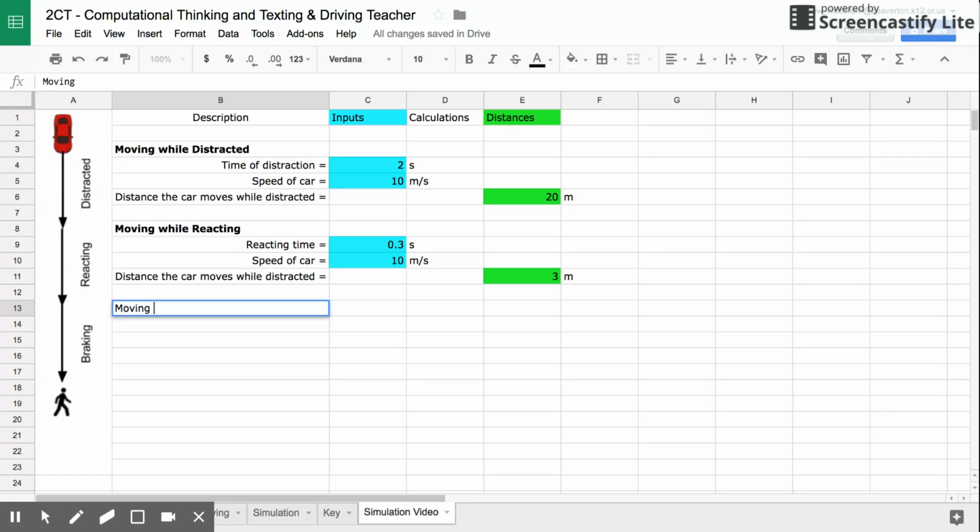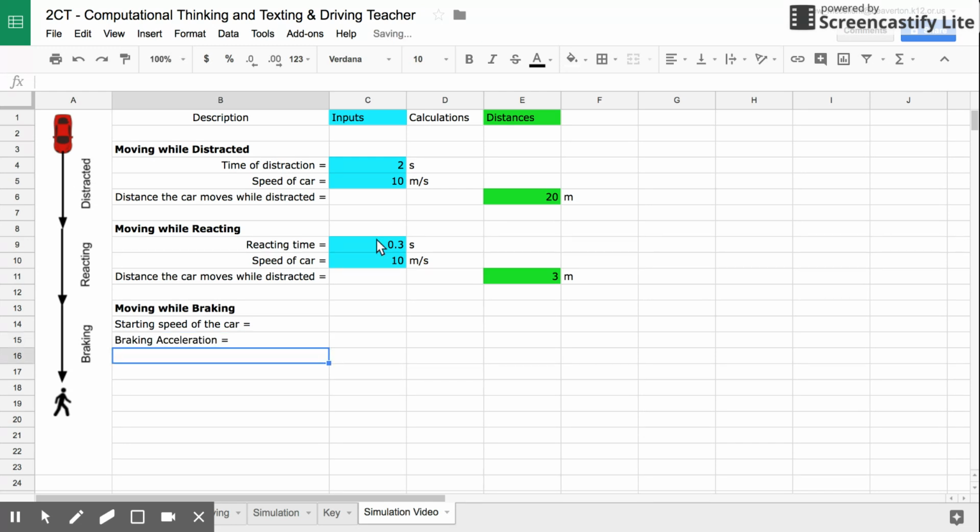So I'm going to go ahead and say moving while braking, and I'm going to bold this category. All right. A few things that are important for this. This is the starting speed of the car. That's going to be important. The braking acceleration. That is important. The time to brake.